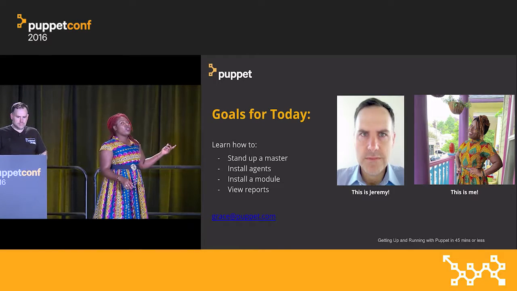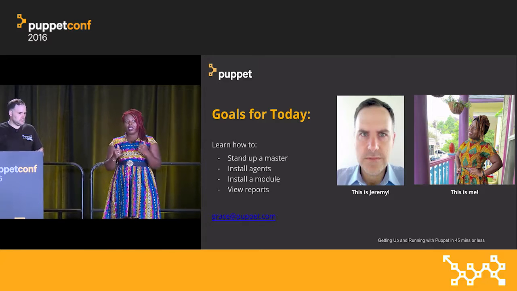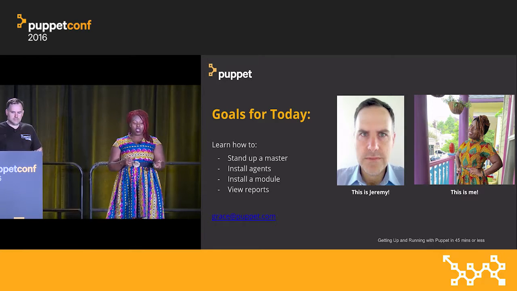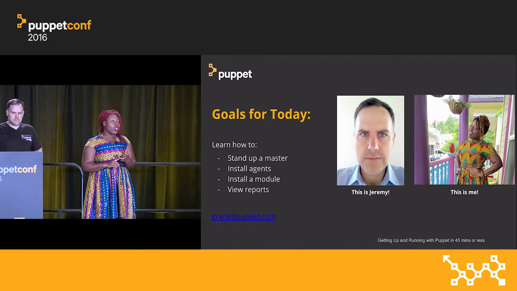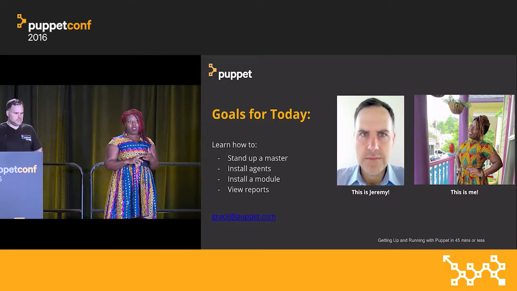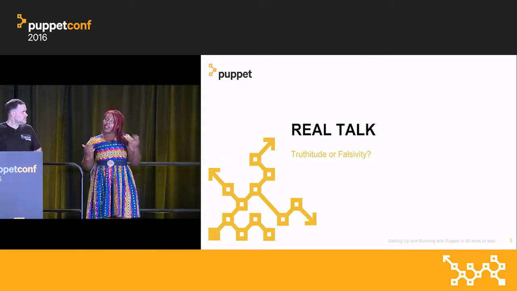So we have a few goals for today. We are going to learn how to stand up a master. We are going to install a Linux agent and a Windows agent. And we're also going to use a module from the Forge. So we're gonna learn how to install that, configure that, and then we're gonna look at some reporting elements within the Puppet console for how to really leverage a lot of value out of your Puppet deployment. Cool, let's do it.